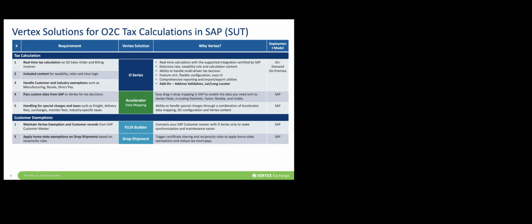Secondly, we have the drop shipment program, which you install in SAP and you can configure with certificate sharing and reciprocity rules. So that way you can apply home state exemptions where they apply and leverage the other certificates you might have on file for a customer in various states, for states that have reciprocal rules to accept those certs. What this will allow you to do is to apply those exemptions up front without having to maintain all the certificates in Vertex and reduce the cases of you overcharging taxes to those customers and having to issue tax credits back to them.